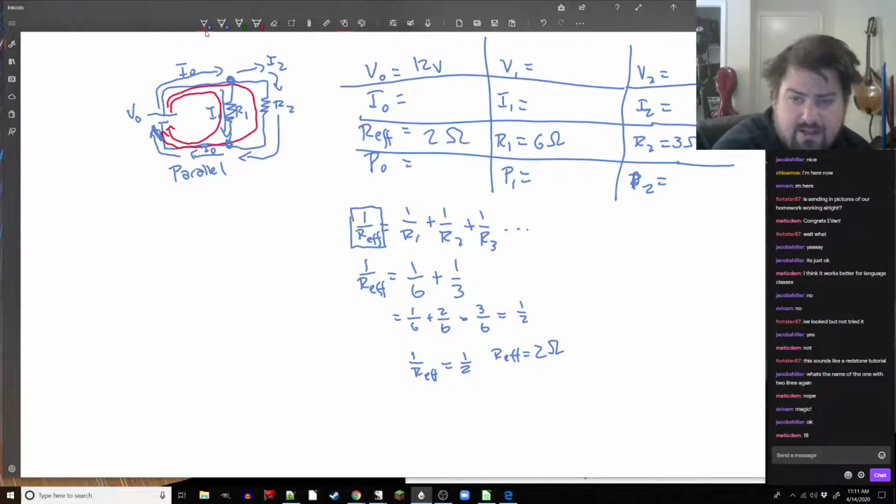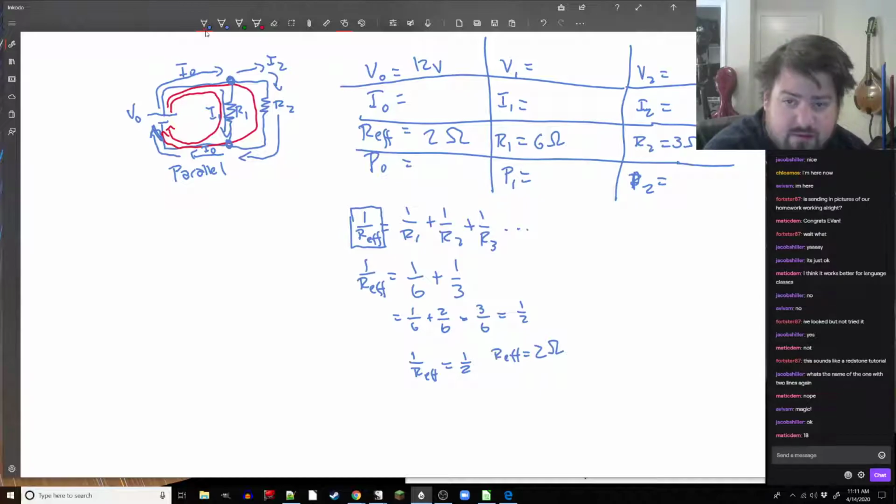I hope I didn't do that too fast for you guys. This is being recorded in a video, so if you need to come back and see it again, it'll be up on YouTube in a bit. But that's a basic example of how to do parallel resistors. Sound good so far? Because now we can solve the rest of the circuit.